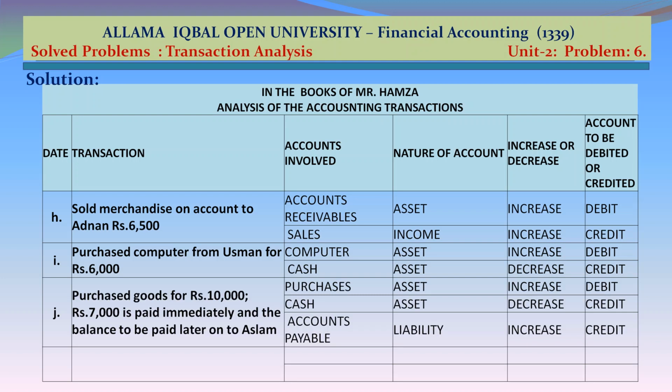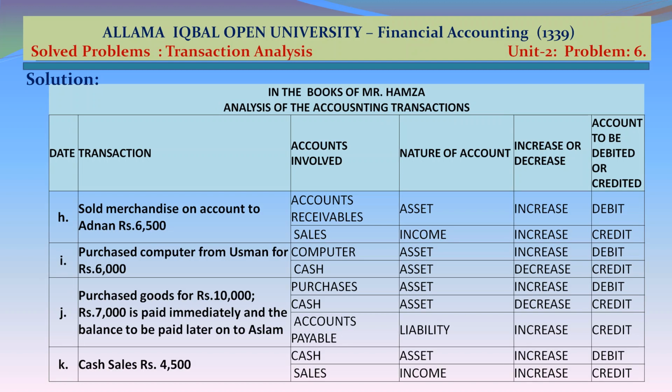J. Purchased goods for rupees 10,000. Rupees 7,000 is paid immediately and the balance to be paid later on to Aslam. Accounts involved are purchases, cash, accounts payable. Purchases is an asset account, cash is an asset account, accounts payable is a liability. Purchase account will increase, cash account will decrease, accounts payable account will increase. Purchases account debit, cash account credit, accounts payable account credit.